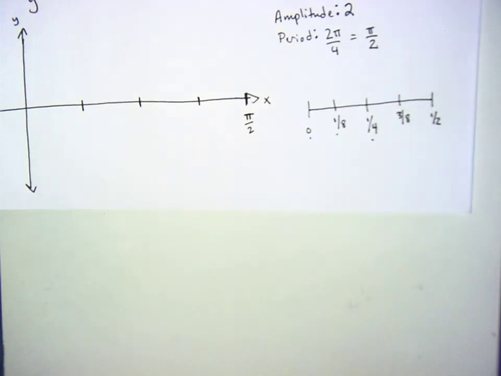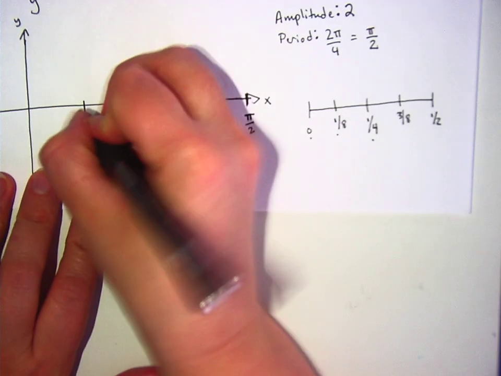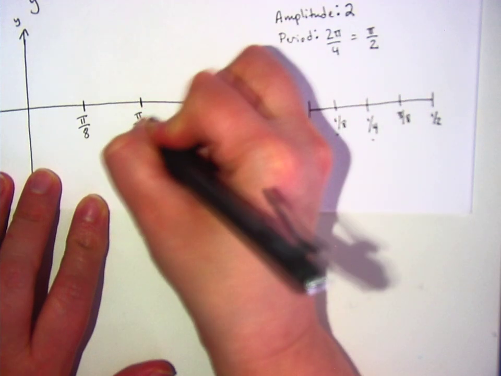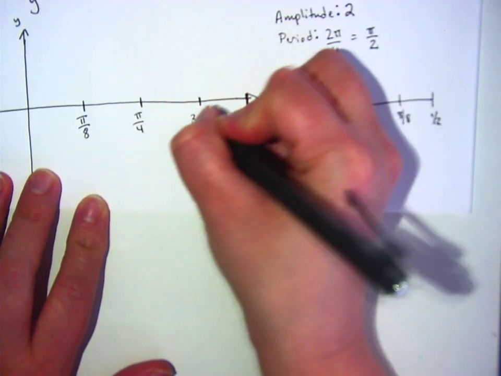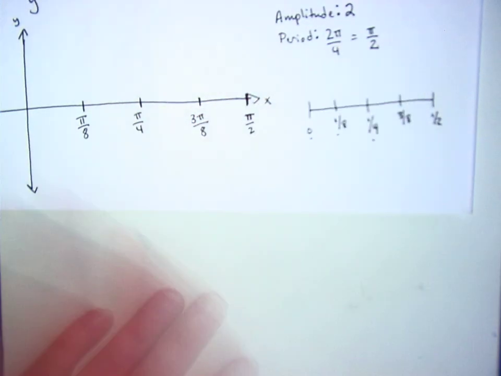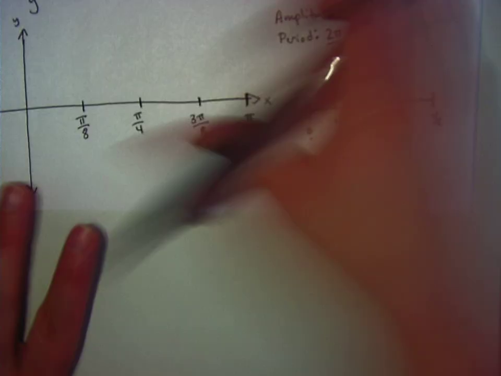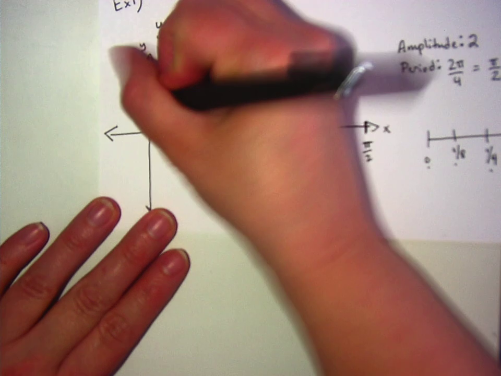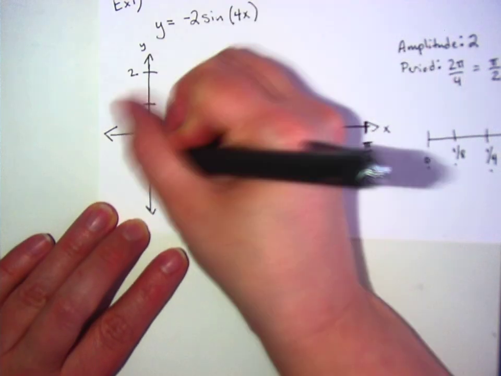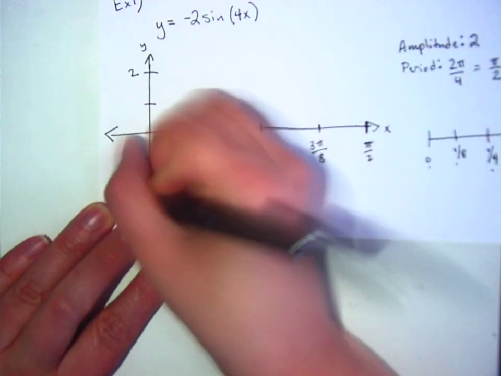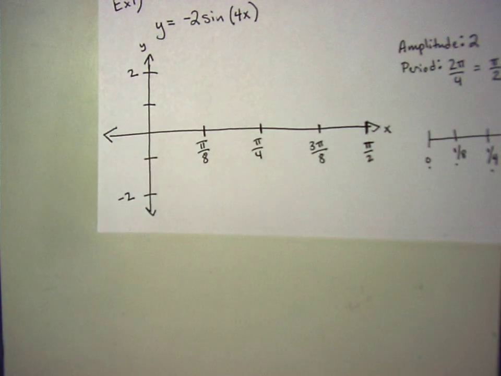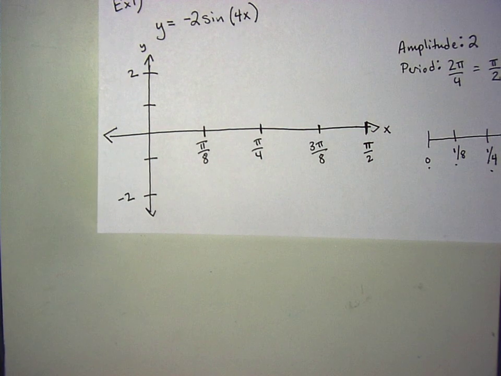So over here on my actual graph, I'm going to write pi over 8, pi over 4, and 3 pi over 8. How high and how low is this graph going to go? Up to 2 and down to -2? And where should I start it? 0. It's a sine graph, so it's going to start at 0.